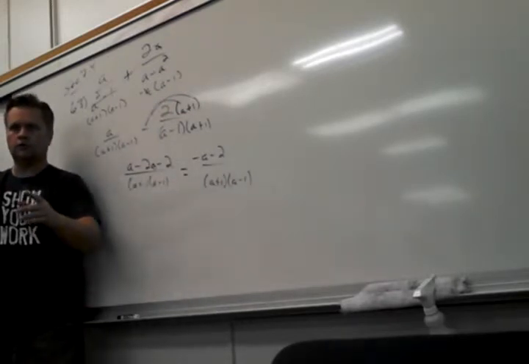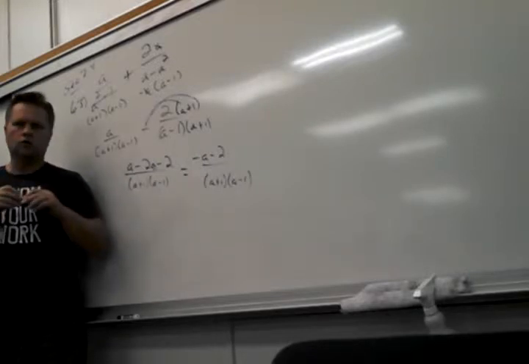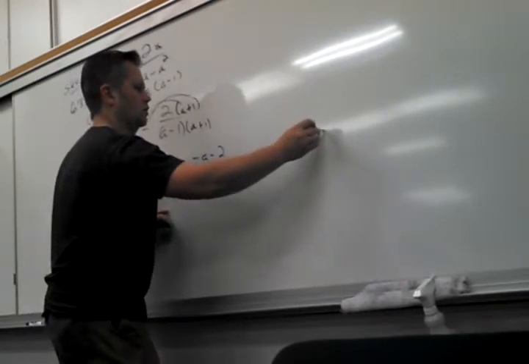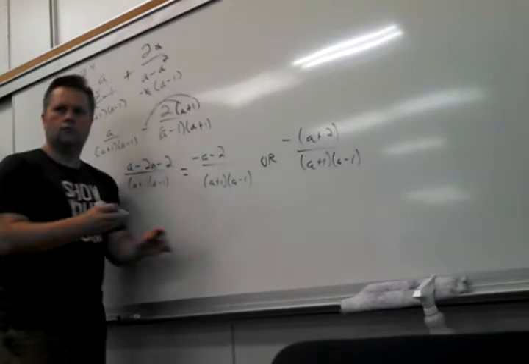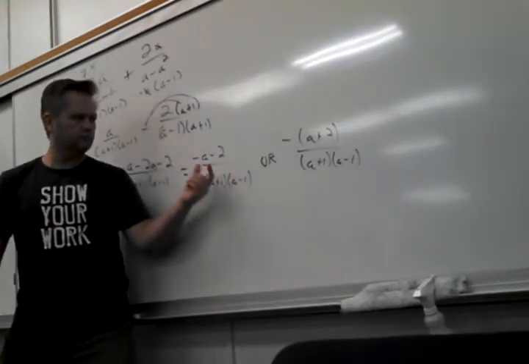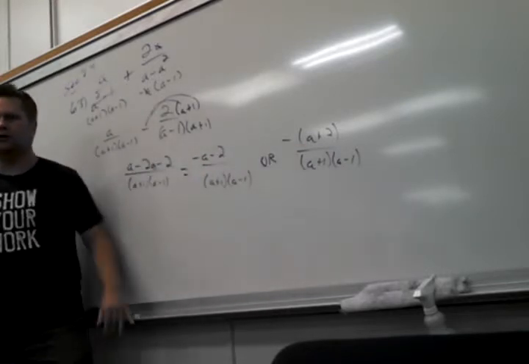I have a question. In the back of the book, there's two answers for that question. I think one of the other answers had no negatives at all. It was just A plus 2 over the same denominator. Okay. You can take the negative out, right? Because they both have a negative. Which one's the right one? I don't know. Both of them.